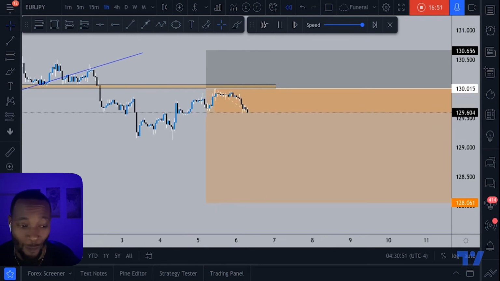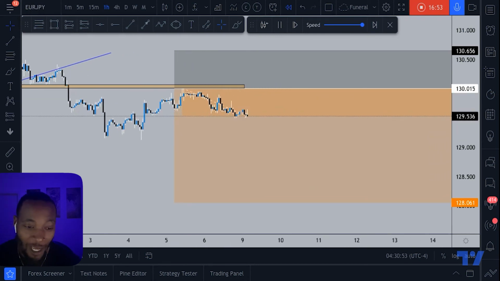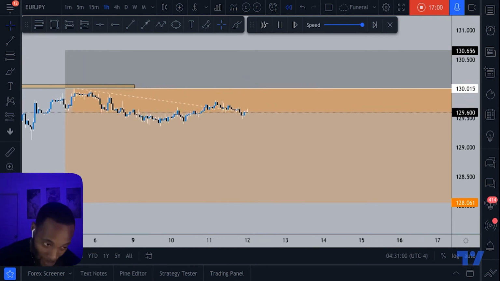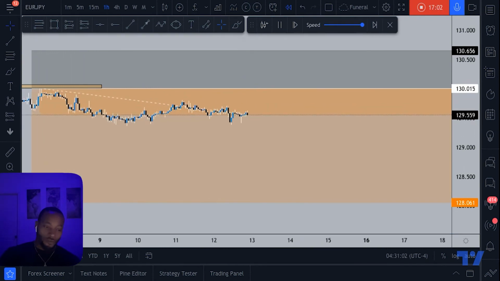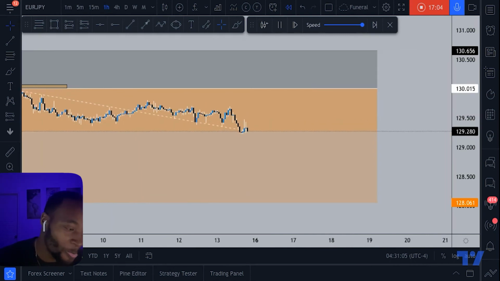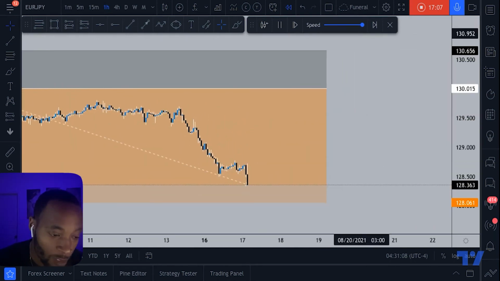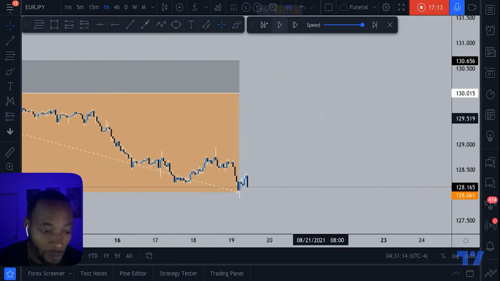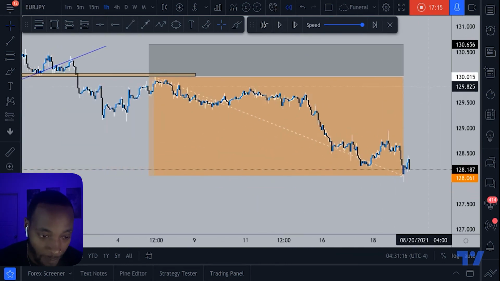Get tapped in one time right there. But yeah, then you're just chilling. We're risk free at this point, and then what happens? Price comes close to TP, pulls back a little bit, then ends up hitting TP. So there you have it.